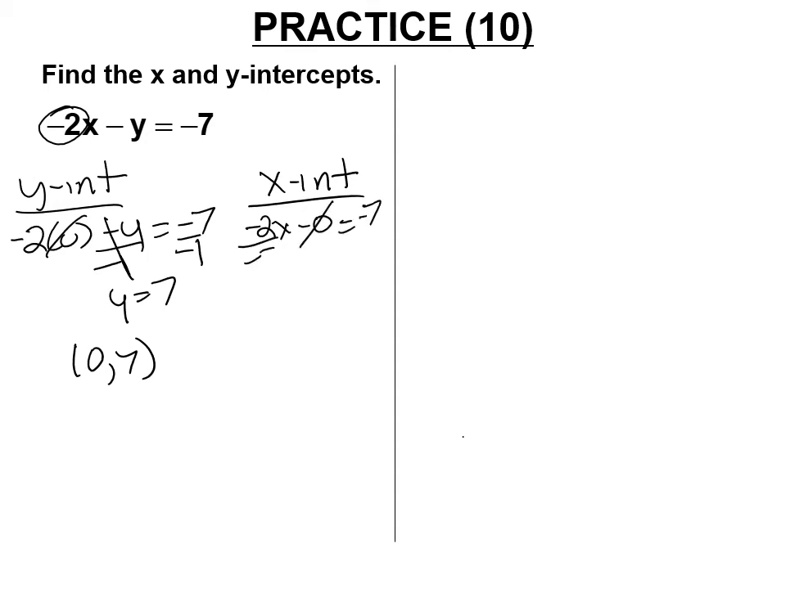And divide both sides by negative 2, and x equals 7 halves, so the x-intercept is 3.5, 0, right? Because 7/2 is 3.5.